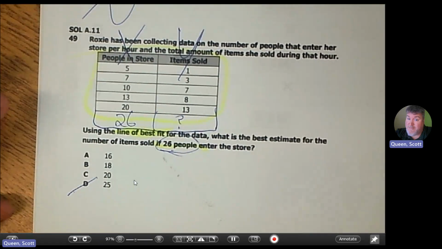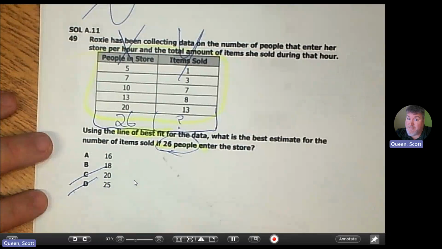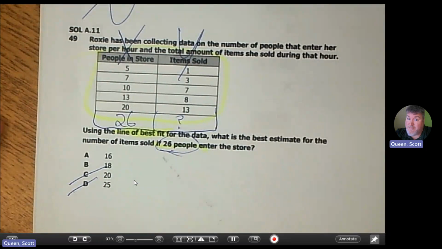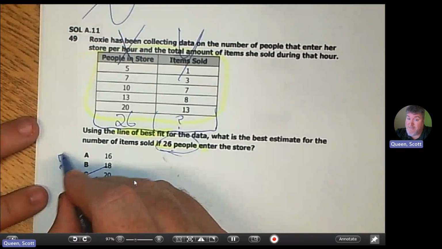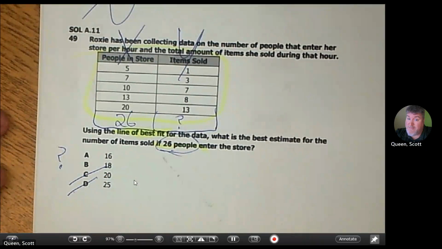For everybody that's not paying attention to this, I feel bad for you. C? C, I agree with you. All right, we're down to A and B. Which one is it going to be? Meaning the answer is A or you're eliminating A? It's probably very close. Who agrees with her? If you think eliminate A, raise your hand.